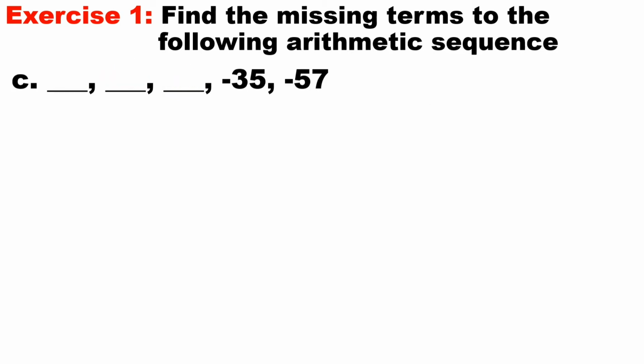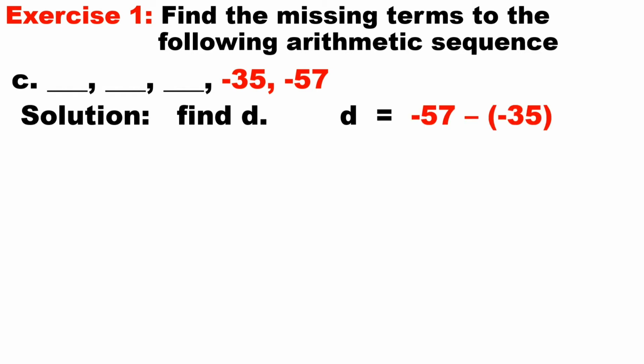Next problem tayo, letter C. Find the first three terms before the sequence negative 35 and negative 57. To find D, we will subtract negative 57 and negative 35. Negative times negative is positive, so we have negative 57 plus 35 equals negative 22.